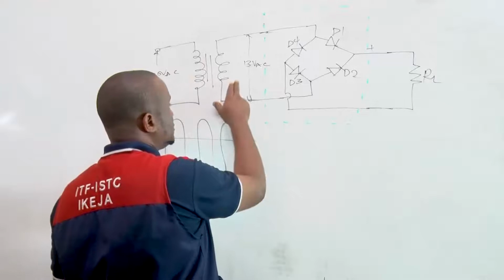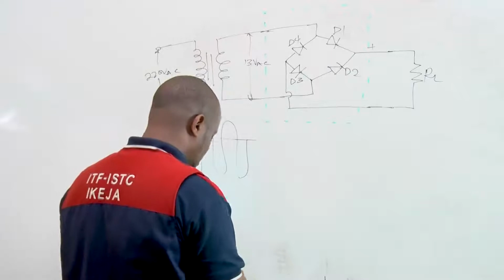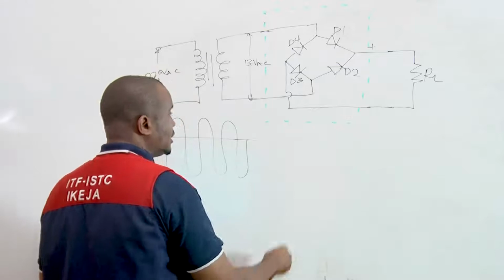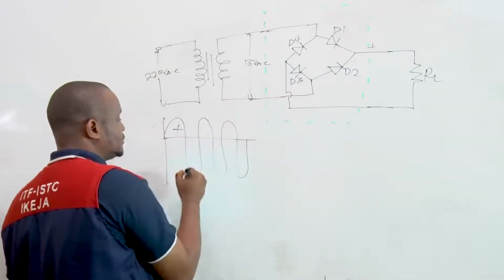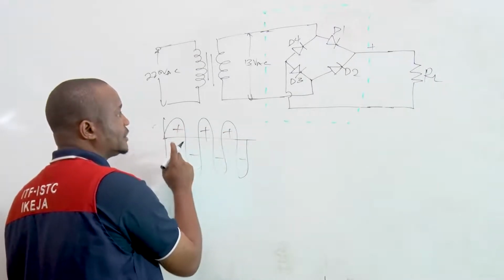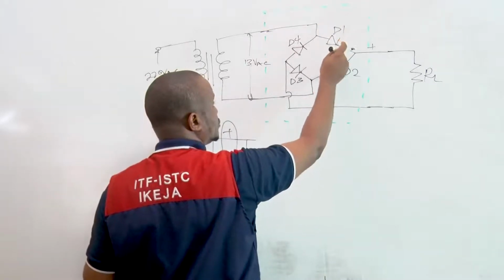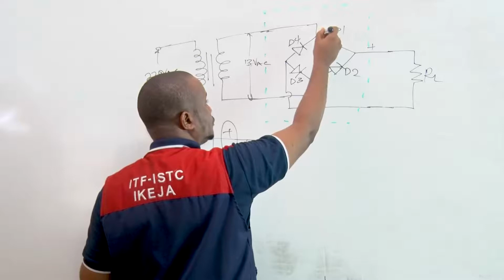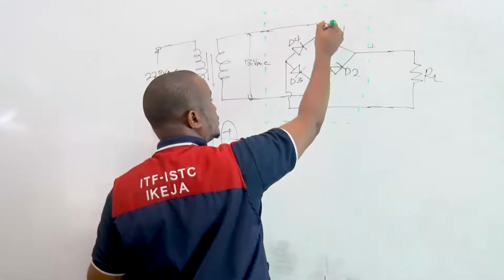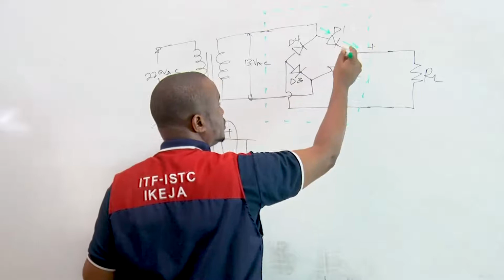So we have the transformer stage. The 220 has been stepped down, but it still contains an AC voltage. Now, the current will flow in this manner. During the first positive cycle, then negative, positive, negative. During the positive half cycle, remember, this is the cathode and this is the anode. So the current will flow in this manner. I will represent it with the green color. This is the direction of flow during the positive half cycle.